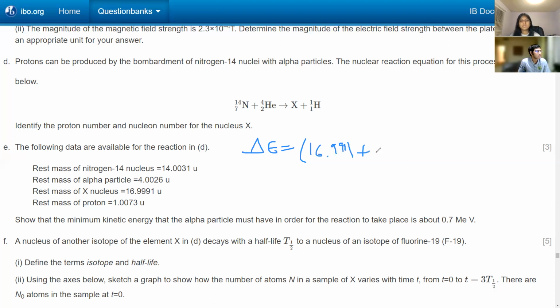So 16.9991 plus 1.0073 minus 14.0031 minus 4.0026, and that's in u. So we have to multiply that by 931.5. That's very good.